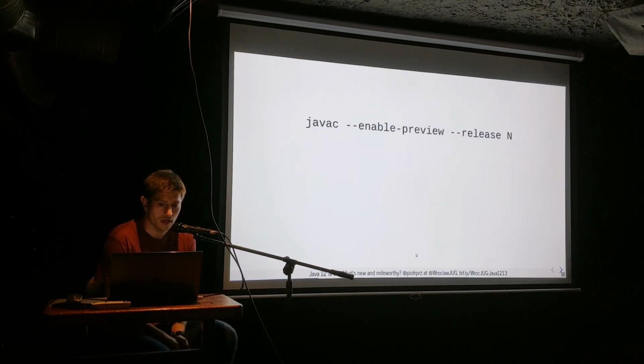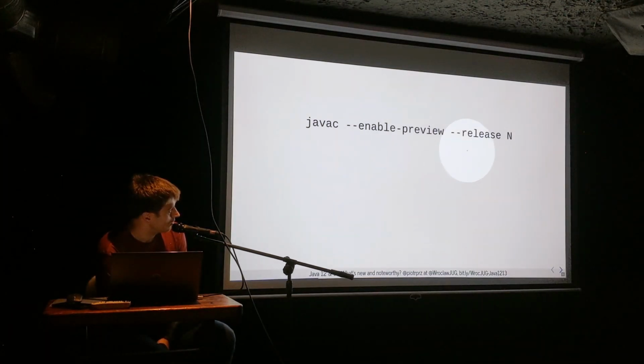For Javac, you don't just use enable preview. You also need to specify which release this is. Like, you need to be explicit because there are different sets of preview features for different versions of Java. That's why just enabling preview is not enough. You need to specifically say which release that is. So in this case, it's going to be release 12 or 13.